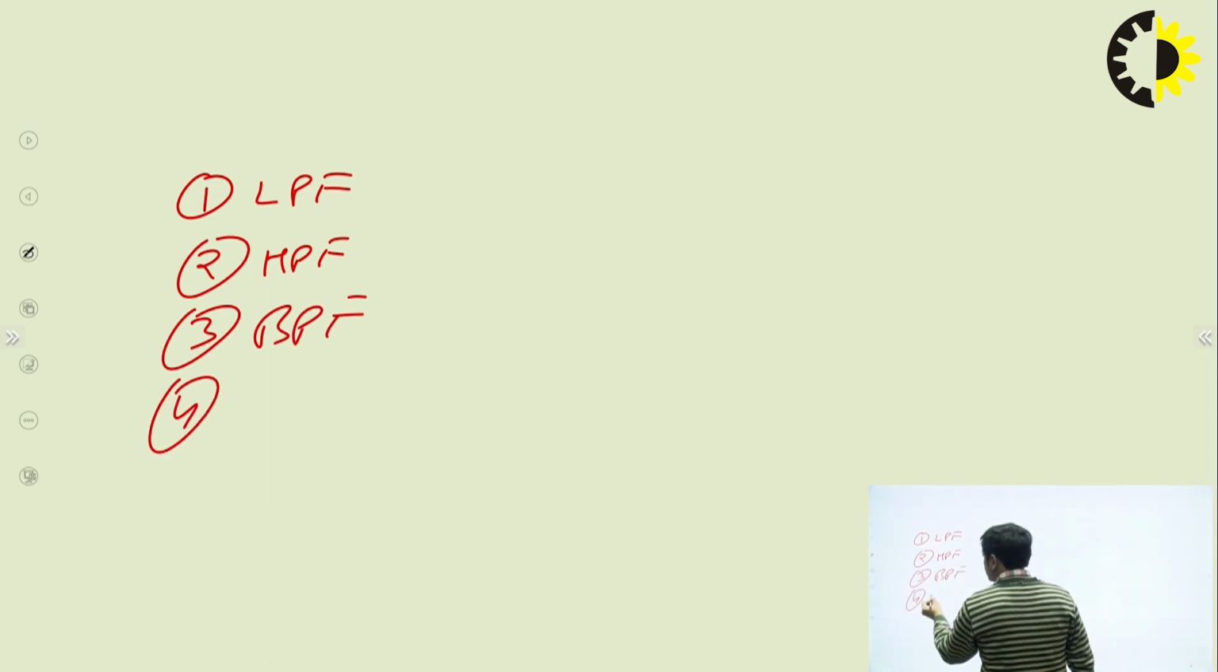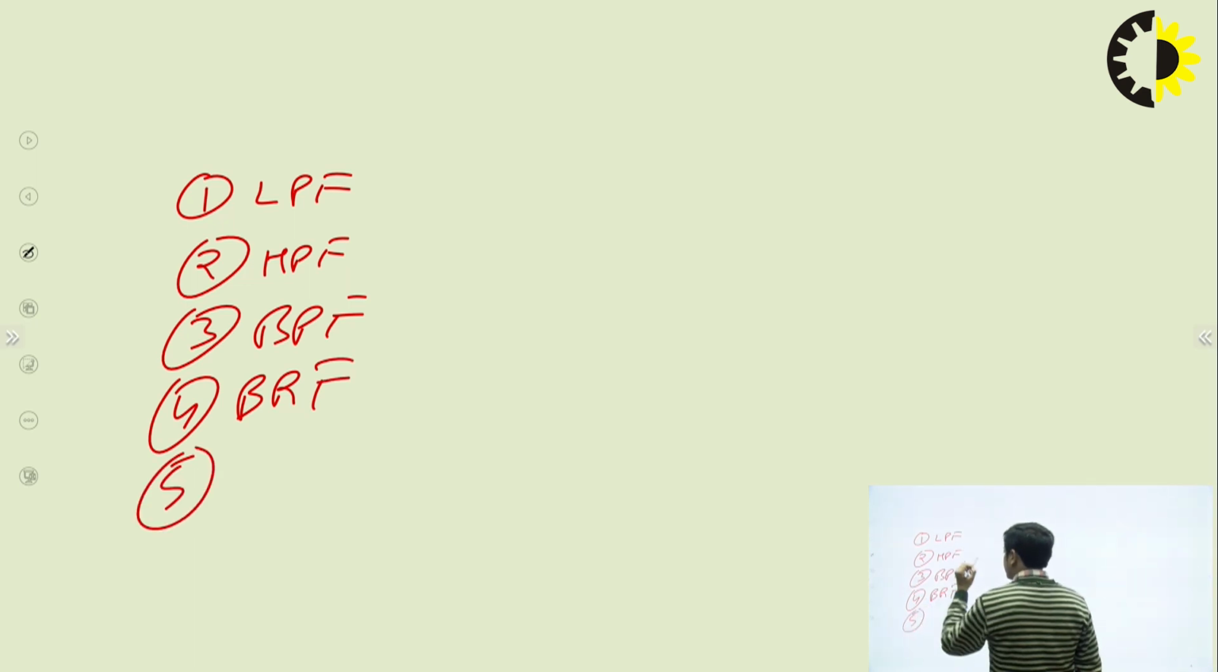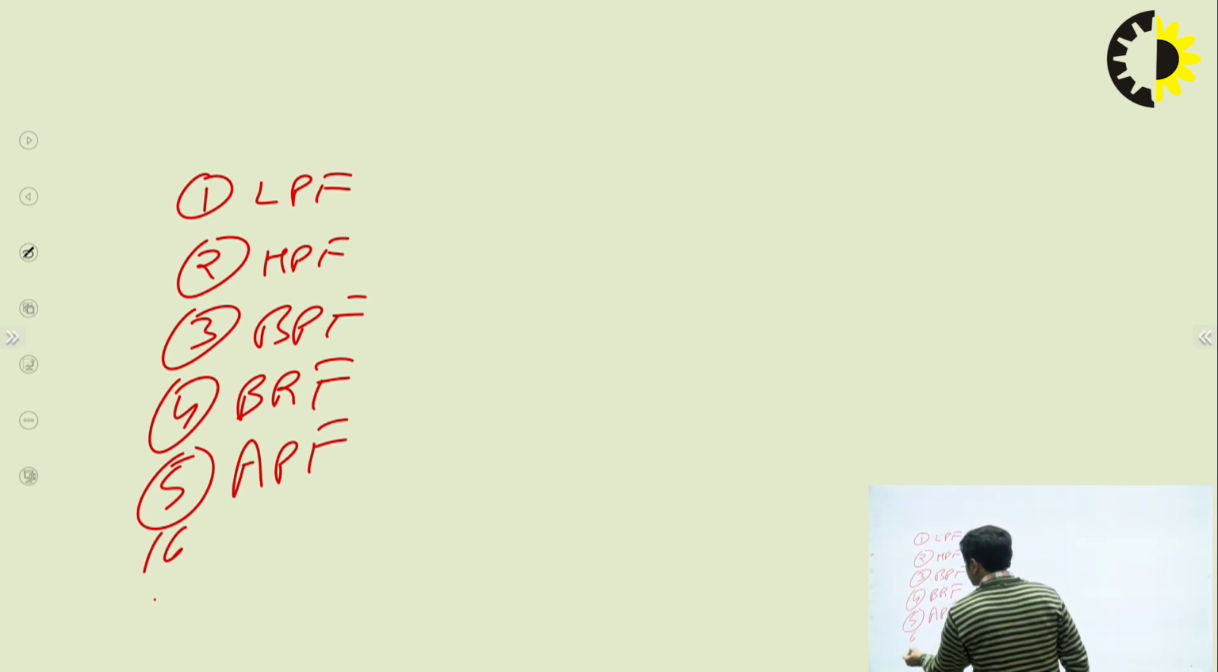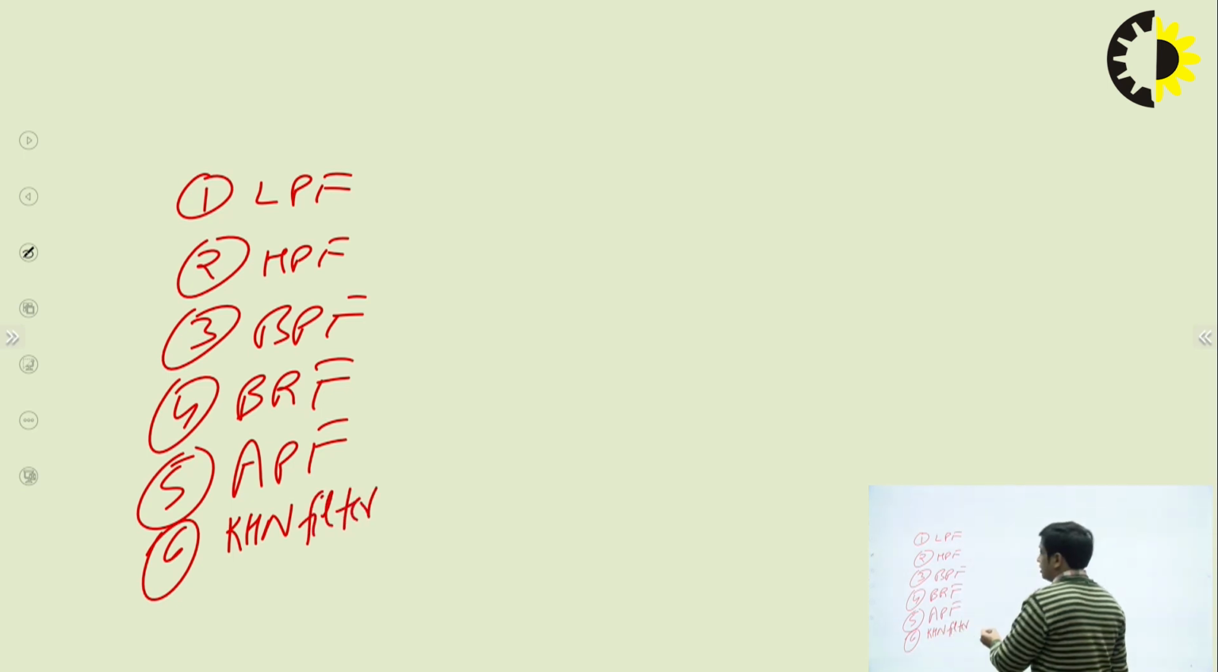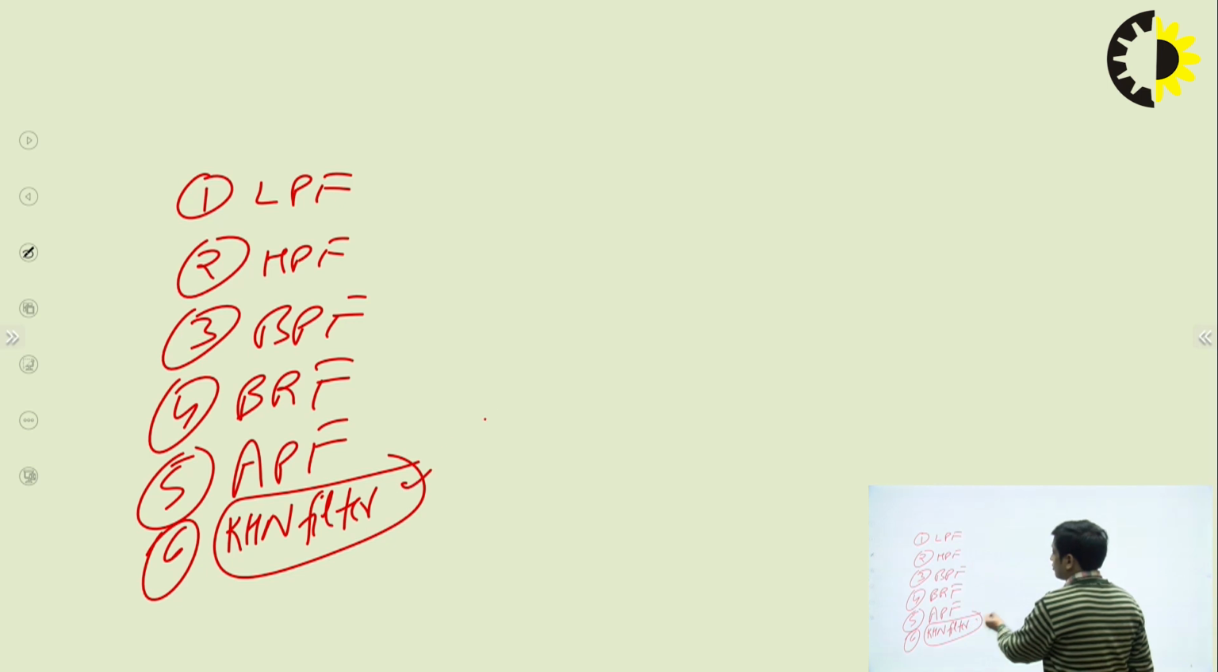The 4th one is the band reject filter. And apart from these 4 filters, there is another filter called APF, that is the all pass filter. And the 6th one is the KHN filter, also called the universal filter. This KHN filter consists of all filters. We can realize low pass, high pass, band pass and band reject filters with the help of the KHN filter.